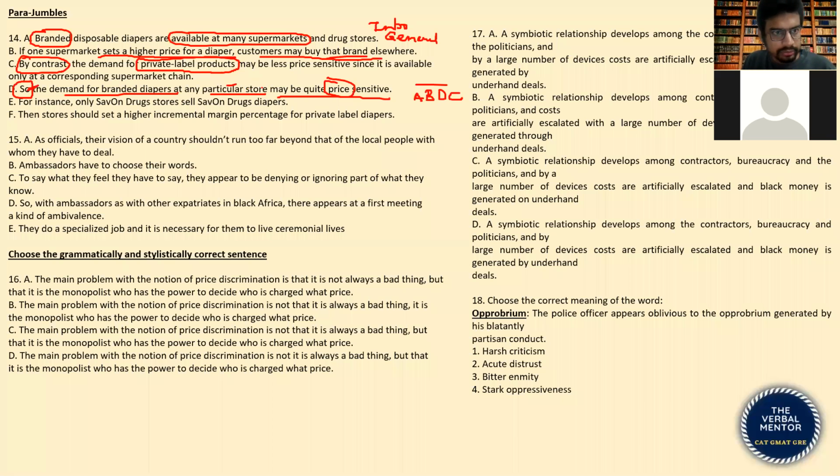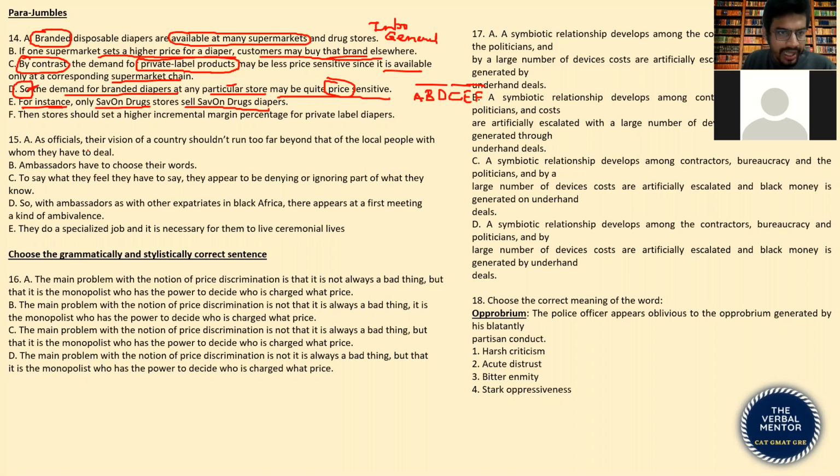And E and F obviously give us examples of private label diapers. For instance, only Save-On drug stores have Save-On drugs diapers. So this is an example of C, because of the availability of a private label product at a corresponding supermarket chain. This goes with E as an example. So F should be the last one. So ABD, CEF is the correct answer, guys.